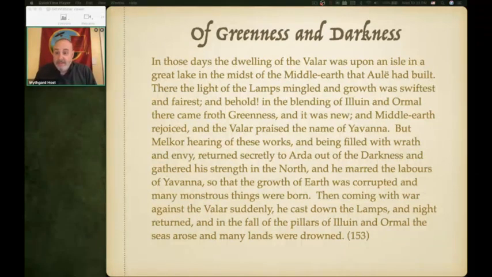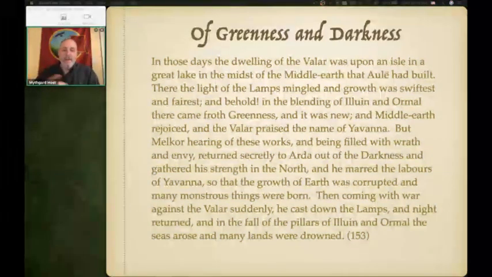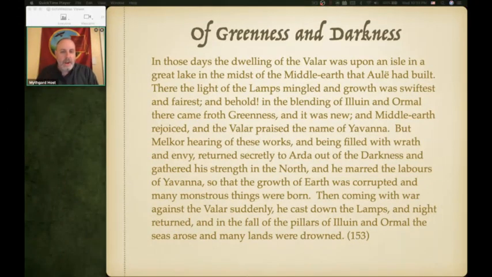And look at what he does. Again, the actions are similar. It goes into the north, and now there's corruption and there's monsters and stuff. Yeah, that's always been true, right? But again, in the context now, with the greenness and everything, notice the new weight of that, right? Gathered his strength in the north, and he marred the labors of Yavanna, so that the growth of earth was corrupted, and many monstrous things were born, right?